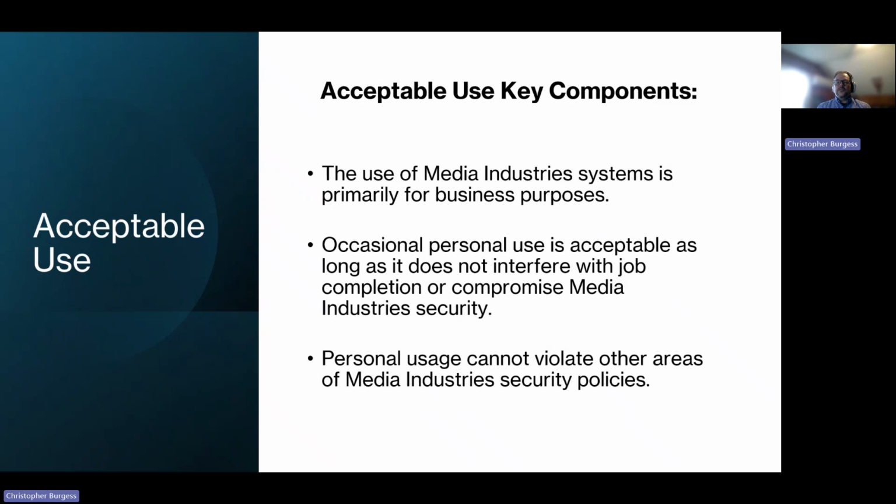The Media Industries email systems are to be used primarily for official business purposes. With that being said, employees can occasionally use the email systems for personal reasons, as long as it does not interfere with task completion or violate other areas of this policy, such as sending inappropriate messages.